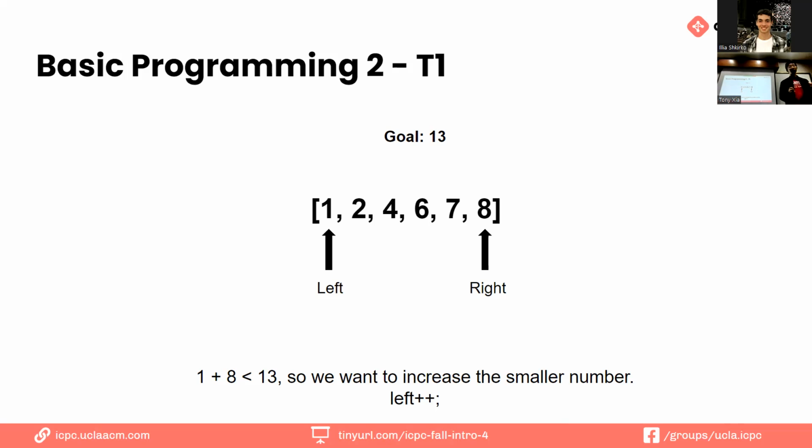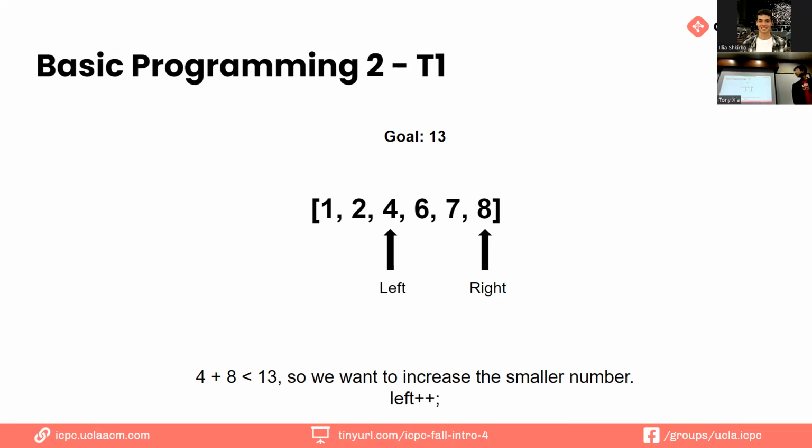Because 8 is already the largest number in the array, and 1 plus 8 is still not large enough, 1 is too small. No matter what the other number is, 1 is too small to reach this target. So we can safely move our left pointer 1 stop to the right, eliminating 1 from our search space. We know that 1 can't possibly be the number we're looking for, so we remove it. Now, what about 2 and 8? It's still too small, so we remove 2 as well.